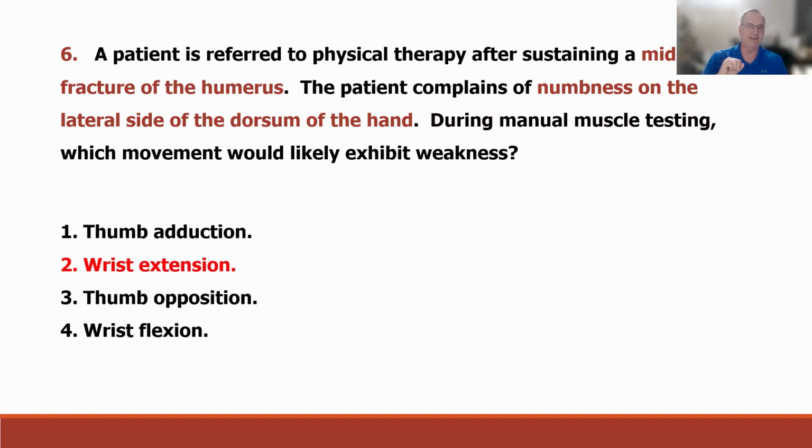All of our wrist extensors are innervated by the radial nerve or a branch of the radial nerve. So that is the correct answer, and that would be the appropriate group of muscles for us to suspect weakness in.